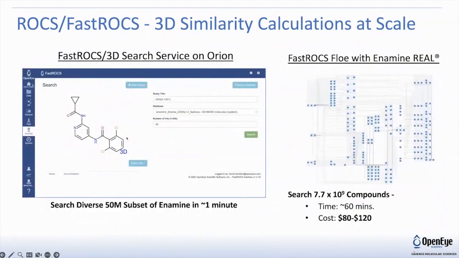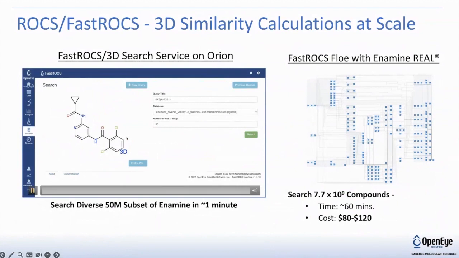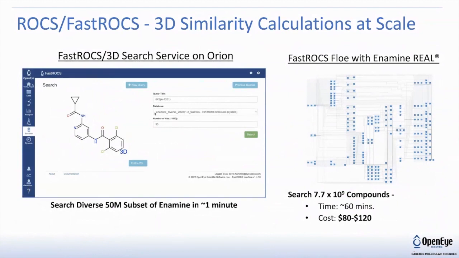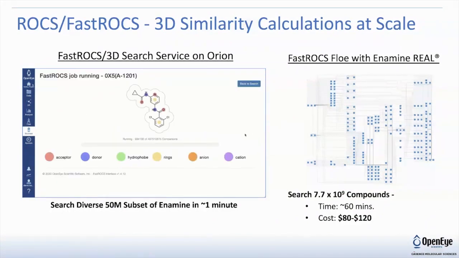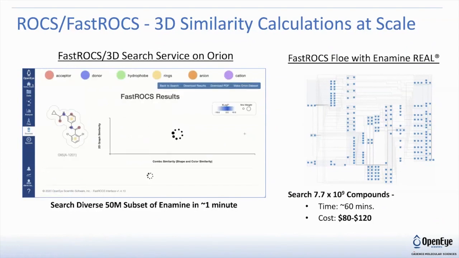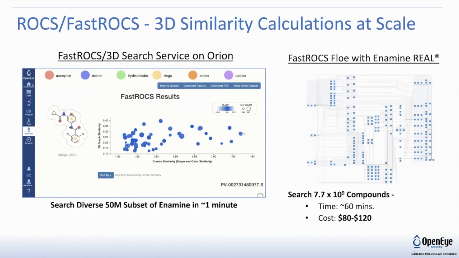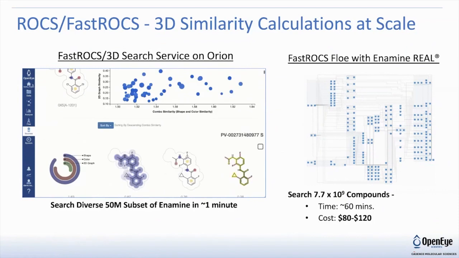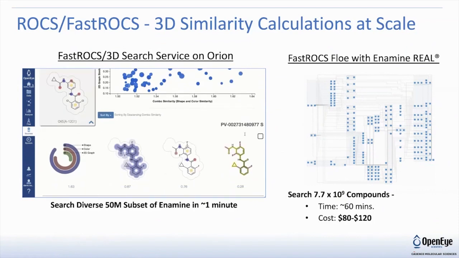Orion offers a couple of different ways with which to carry out such a search. The FastROCS service on Orion allows for a user to quickly query a standing database of compounds, such as the default 50 million diverse subset of Enamine REAL that comes preloaded on the SaaS implementation of Orion. Shown on the left side of the slide is such a 3D similarity search, and at some point in the screen grab, you will have noticed the progress bar take a jump, and that jump corresponds to 60 seconds of real time. The results from this 3D search are then communicated clearly in a report and can be easily exported into a project on Orion.